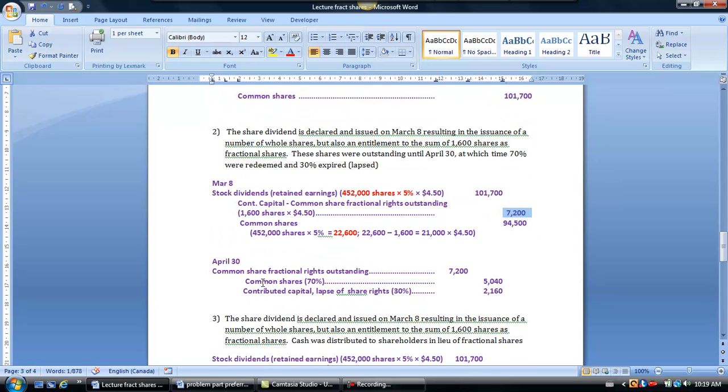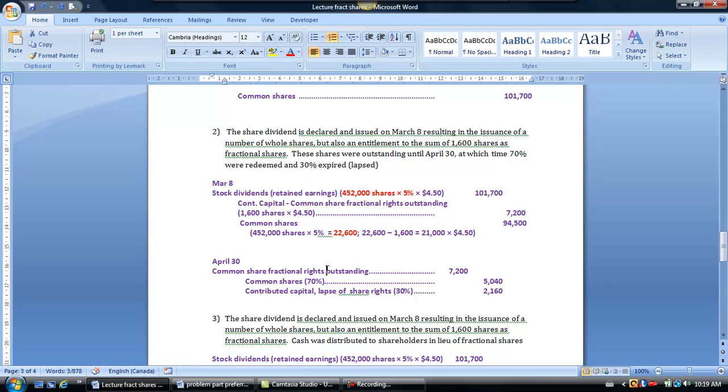And you can do the same thing here. Now, don't forget here, what they said is that on April the 8th, what happened is that of this 7,200, or sorry, April 30th, I should say, 70% of those fractional share rights were exercised. So now that means that we no longer have contributed capital on fractional rights outstanding because some people went into the marketplace, bought up all these little rights, and got full shares. So by the time April 30th came around, 70% of the rights were exercised, but 30% lapsed.